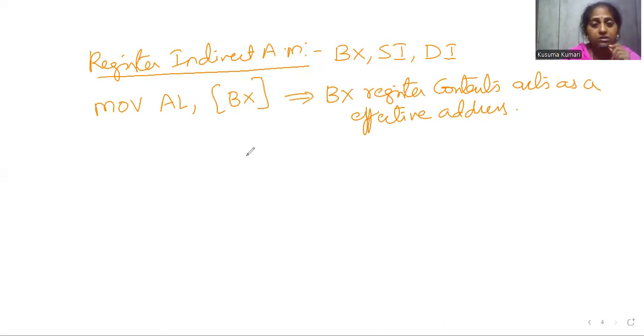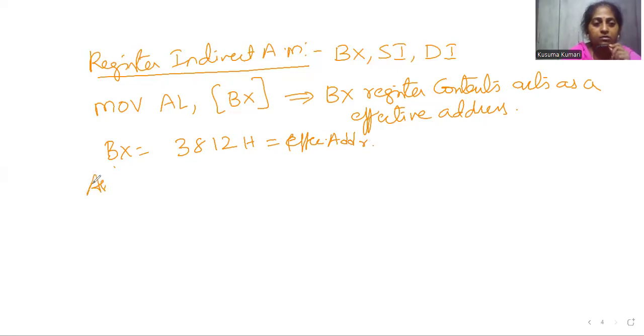With that effective address, again the physical address can be calculated. Once the physical address is calculated, the memory location can be identified. Once the memory location is identified, whatever data is available in that memory location is transferred to AL. For example, the BX register has 3812 hexa. So now this is the effective address for us.